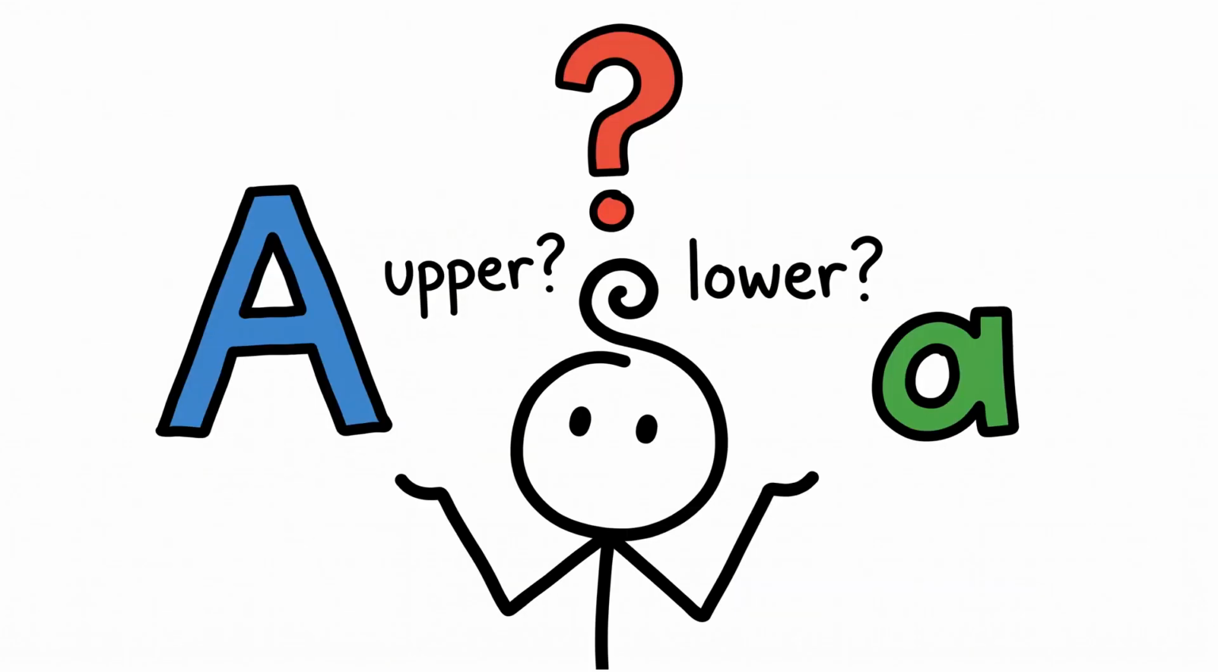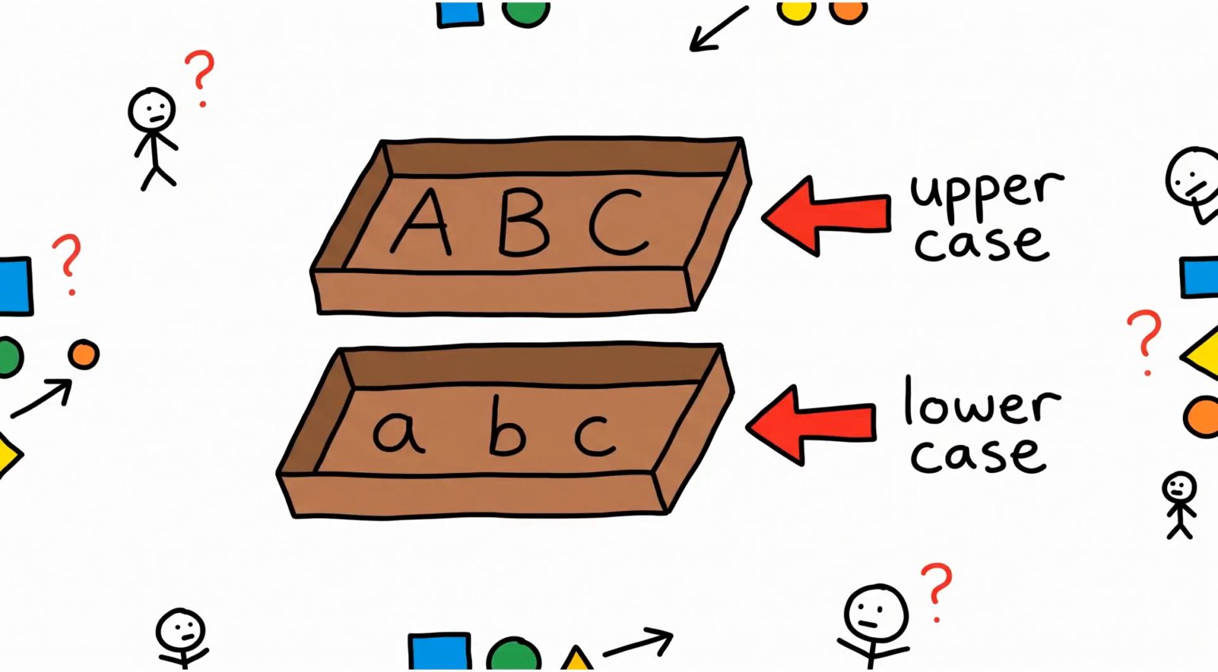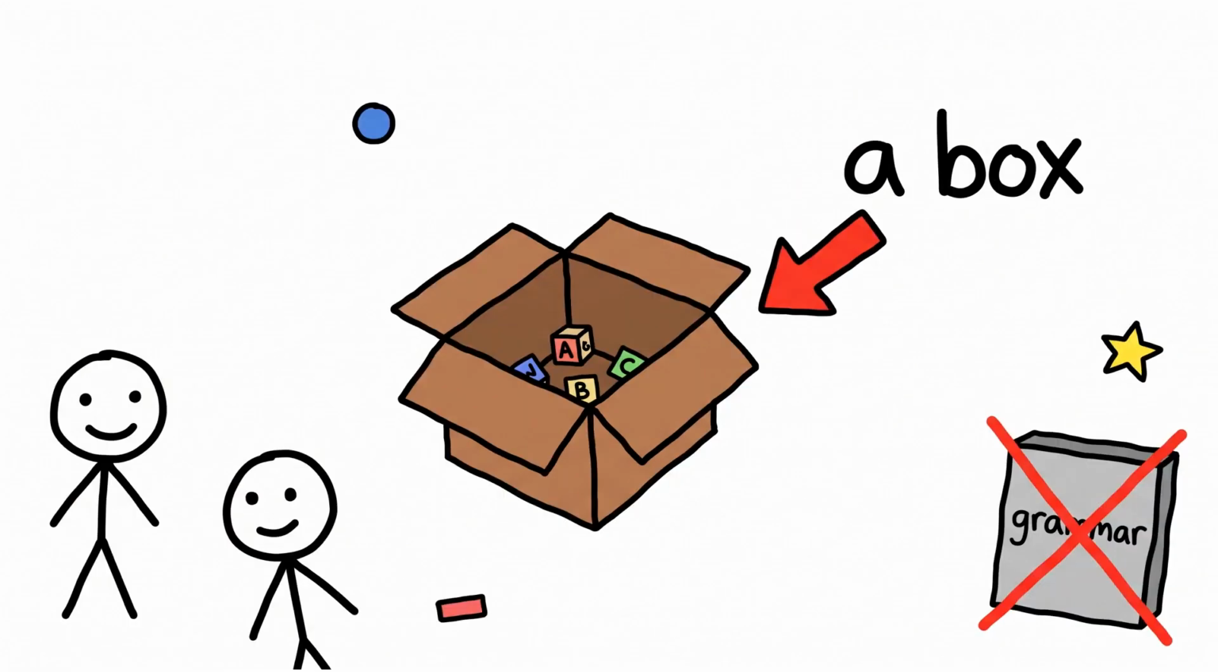So why do we not call them big letters and small letters? Why upper and lower? The answer sounds too blunt to be real. They were called uppercase because they were kept in the uppercase, and lowercase because they were kept in the lowercase. Not a grammatical case, not a language rule, a box.